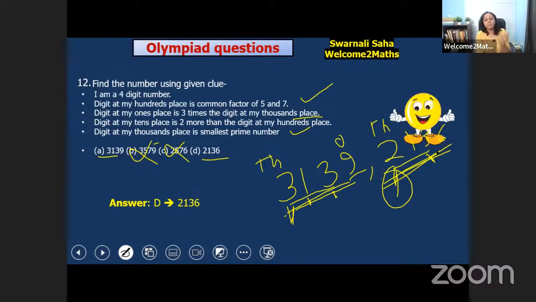So sometimes you have to read all the clues for the answer. Okay. So 2136. It is the answer. Got it? 2136. 2 is the smallest prime number. So D is the right answer. Very good. 2136, D. Hope you understood.